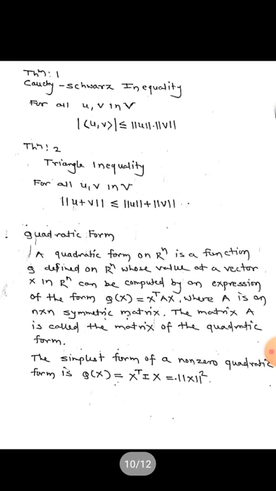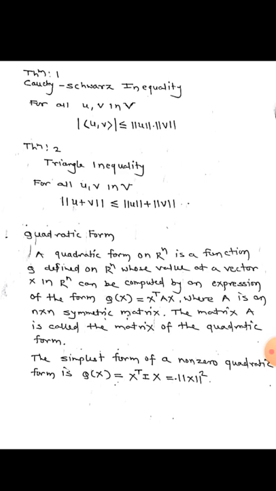Next, the Cauchy-Schwarz inequality. For any vectors u, v in V, the Cauchy-Schwarz inequality gives the absolute value of the inner product of u and v as less than or equal to the norm of u times the norm of v. This is the Cauchy-Schwarz inequality. And the triangle inequality: for u and v in V, the norm of u plus v is less than or equal to the norm of u plus the norm of v. This is the triangle inequality. For objective purposes, you can consider these.